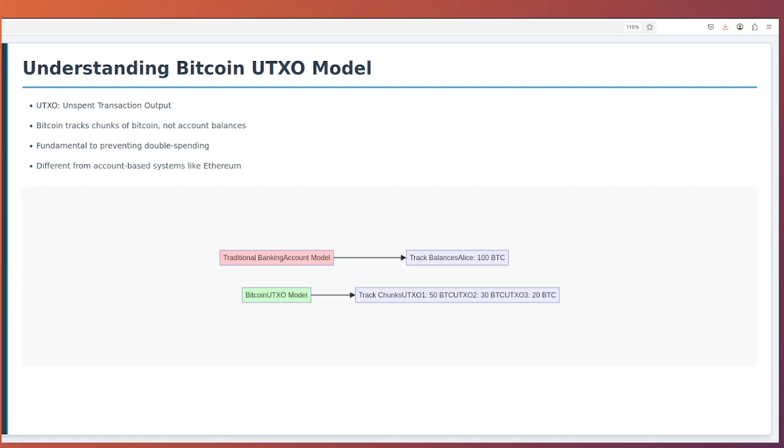Understanding UTXO is crucial because it is the foundation of how Bitcoin prevents double spending, maintains security, and tracks ownership. This presentation will break down the UTXO model from first principles, using simple analogies and visual examples that make this complex topic accessible to everyone, whether you are a developer, investor, or just blockchain curious.